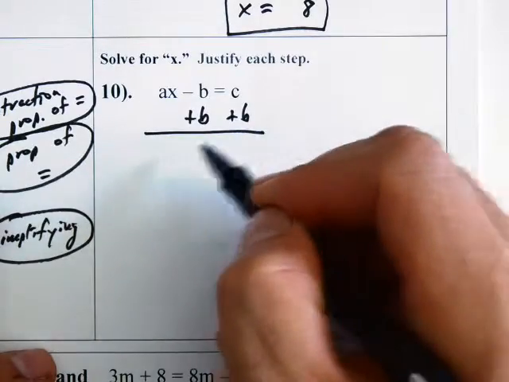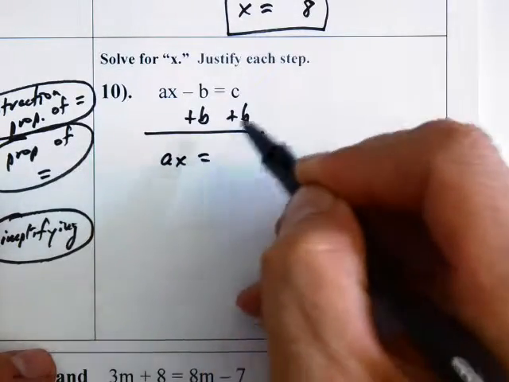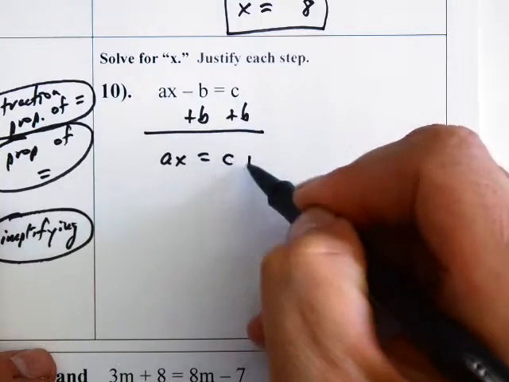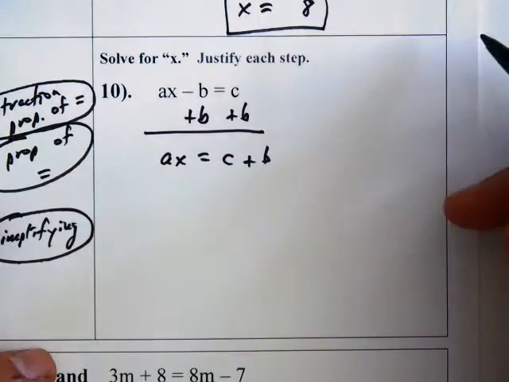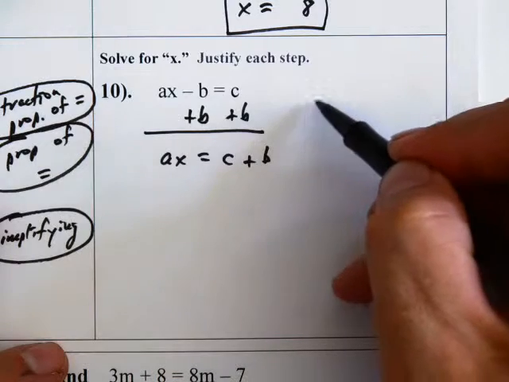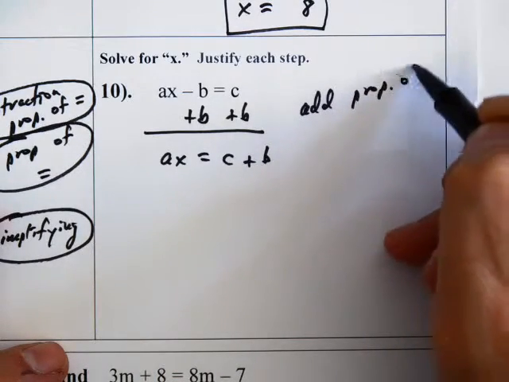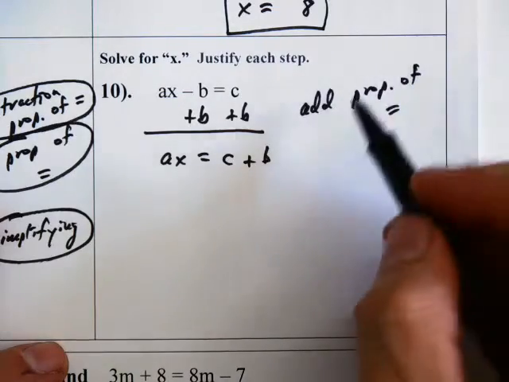Of course, mine looks like a 6. So ax equals over here. Are these like terms? They definitely are not. So it's c plus b. Okay. What did we just do? We did the addition property of equality. Okay.